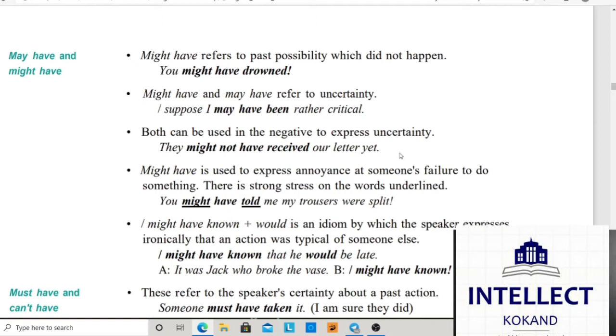Might have is used to express annoyance at someone's failure to do something. So there's some strong stress on the words in the underlined clause. You might have told me my trousers were split. Might have is used to express annoyance. Aytgan bo'lishim mumkin, shu ish qilgan bo'lishim mumkin deyapman. Nervimga tiyapsiz, asabim buzilyapti. Aka bo'lishi mumkin, lekin aytmagandirsan demoqchiman-da, tushunyapsizmi?